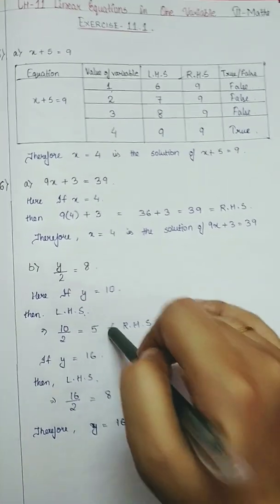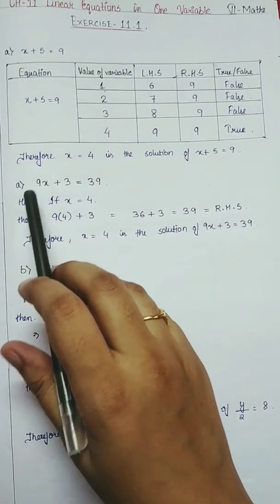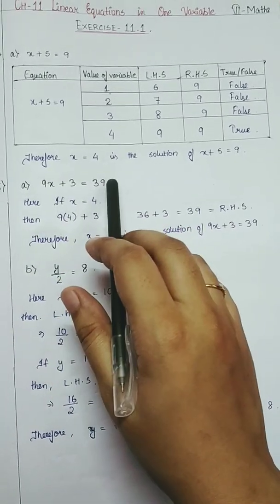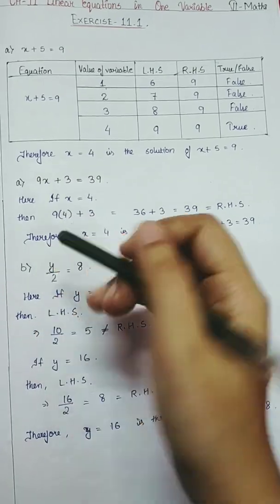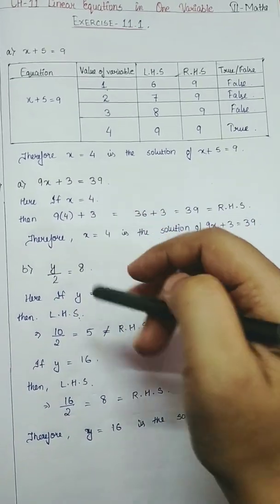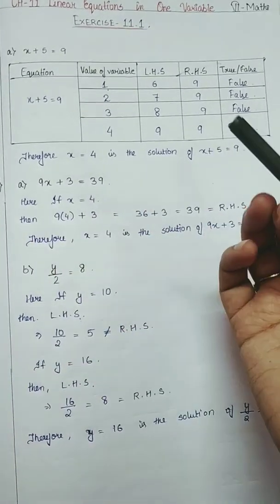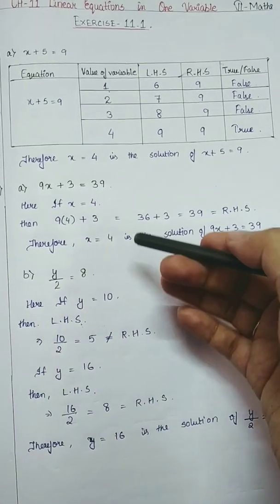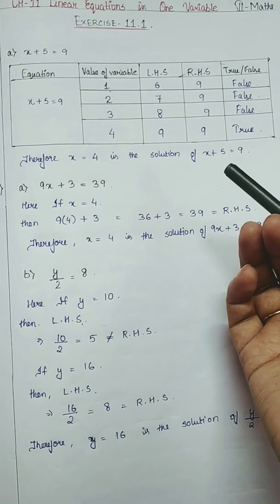Now moving on to the next question. Here again you have to do the same thing. 9x + 3 = 39 is given. You have to find out the value of x, but here options are given. Okay, 3 options are given. So first of all put the first option, then see if you are getting the correct answer or not. Then put the second, and then put the third if you are not getting the correct solution.